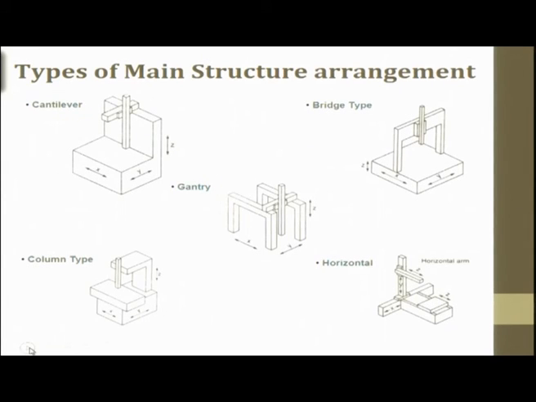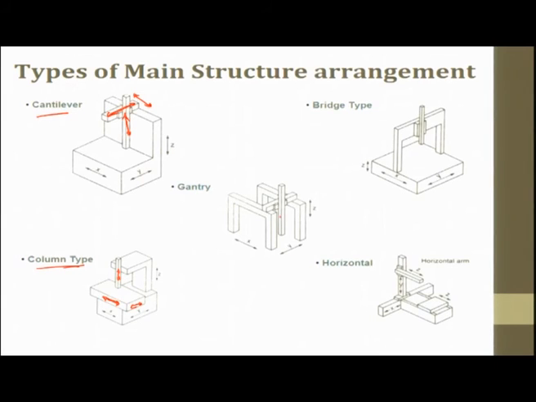Types of main structure arrangements in the CMM machine are, first, cantilever. This is the cantilever beam. The cantilever beam can move in X direction, and on this cantilever beam we have this arm that can move in Z direction. The second one is column type. In column type we have the table that can move in X and Y direction. In Z direction this arm can move. This is the column that is attached here.